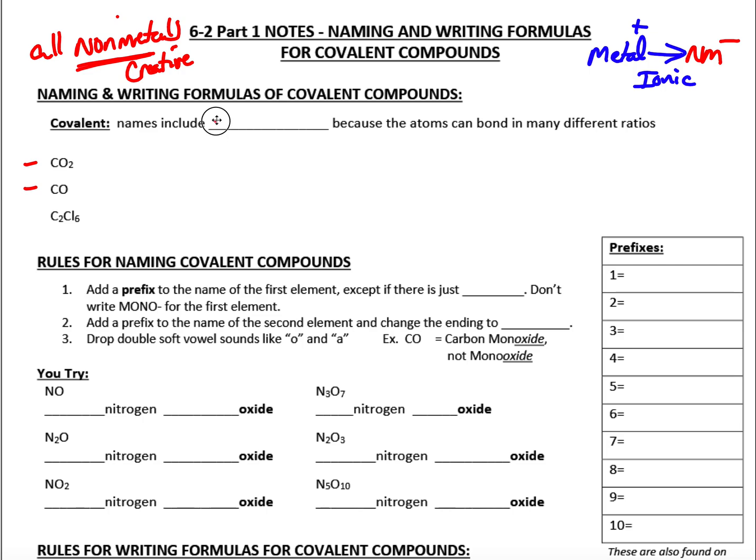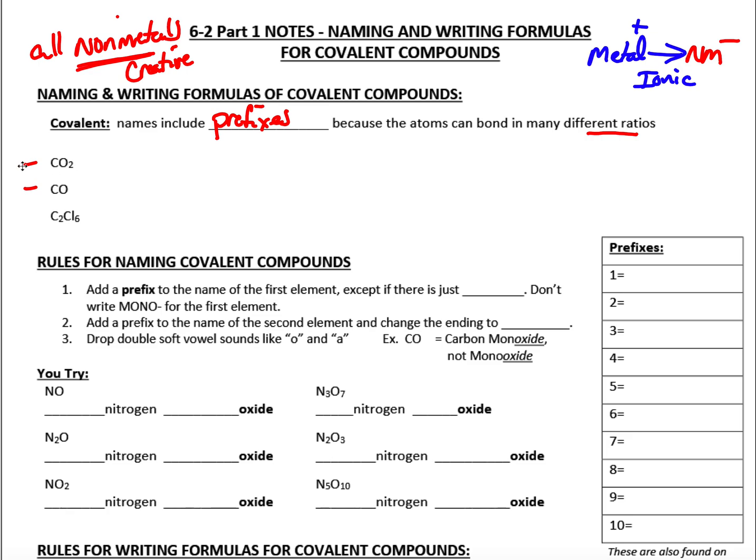So we're going to have to use prefixes. This is kind of new to us here. We didn't use prefixes for ionic because you're not supposed to. We only use them for covalent bonds. So we're going to start using them now. We use prefixes because those atoms can bond in many different ratios, and the prefixes are going to tell us how many of each one of the atoms are in the formula.